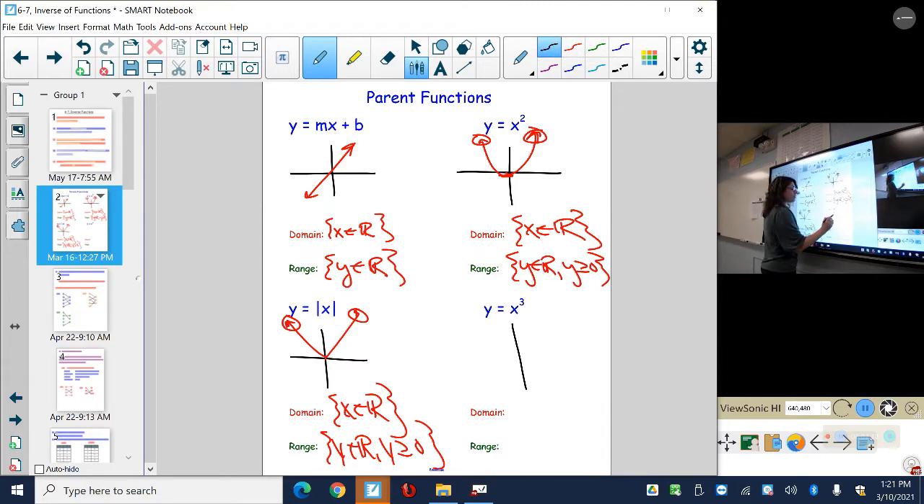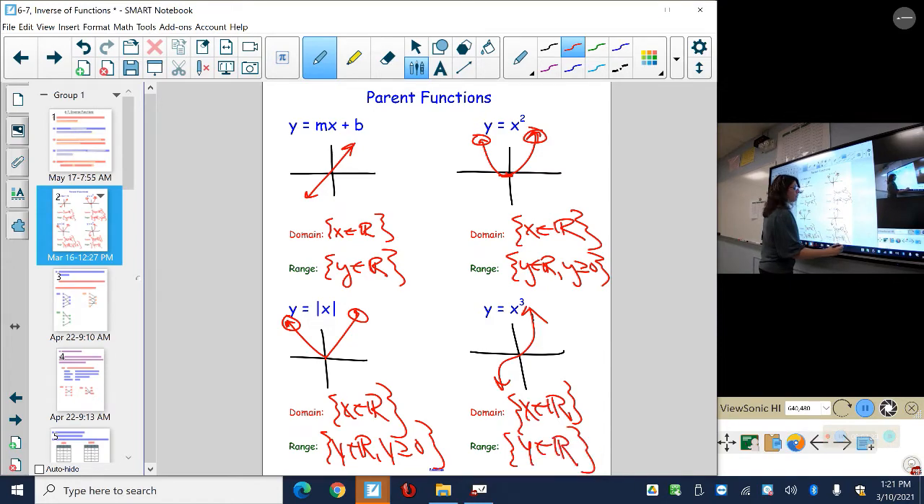Then our last function I want you to remember is going to be our spaghetti function. Your spaghetti function looks like this. The domain of that is x is an element of the reals because I have arrows in both directions. And this is just like the line graph, so therefore it's y is an element of the reals as well. Okay, so that's our domain and our range. And that's what the parent functions look like, and I kind of need your brain to remember those parent functions.